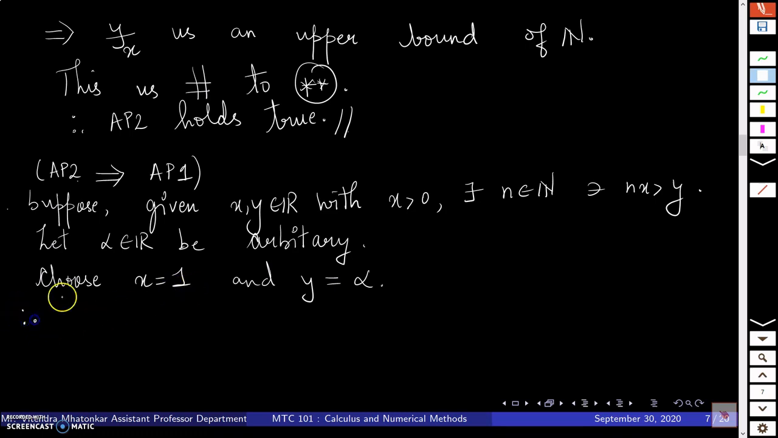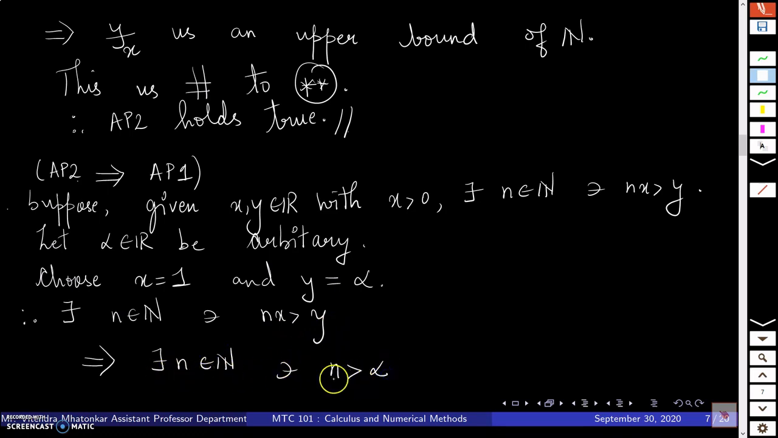Therefore by our assumption, there exists a natural number n such that nx is greater than y, right? What does this mean? There exists a natural number such that x is 1 and y is alpha. That means I found a natural number n such that n is greater than alpha. That means this alpha cannot be an upper bound of the set of natural numbers. Alpha is not an upper bound of n.